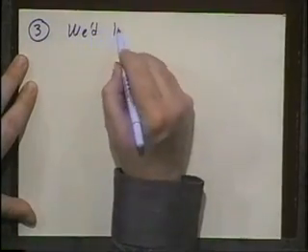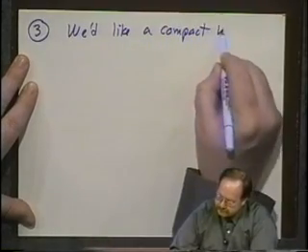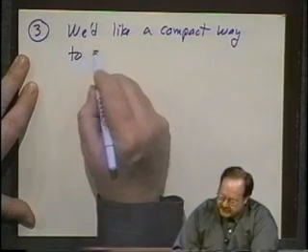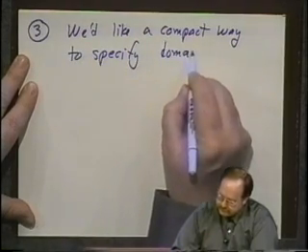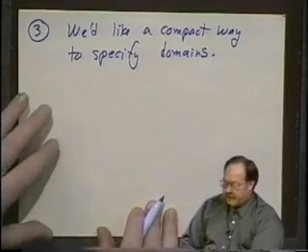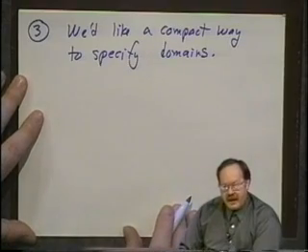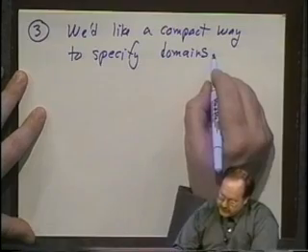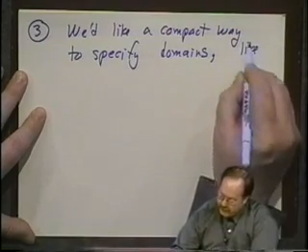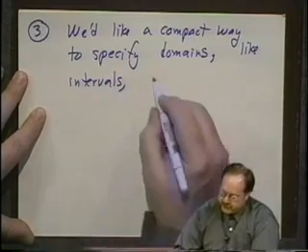We'd like a compact way to specify domains, because previously I just wrote it out. Now we actually do have some compact notations. We have the notations for intervals, and you remember the notation for intervals.